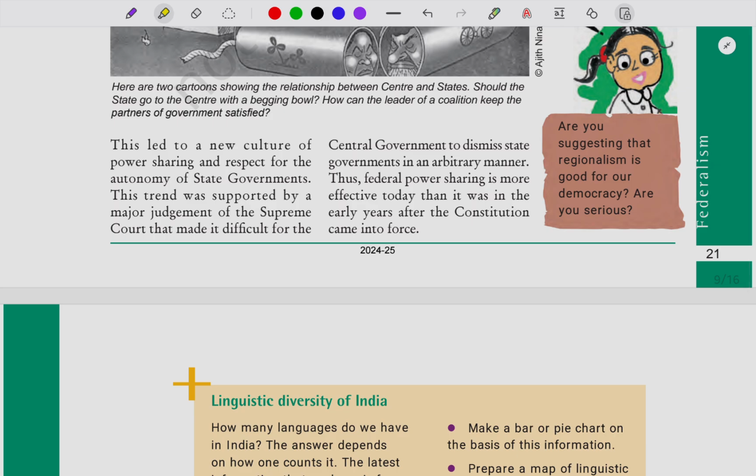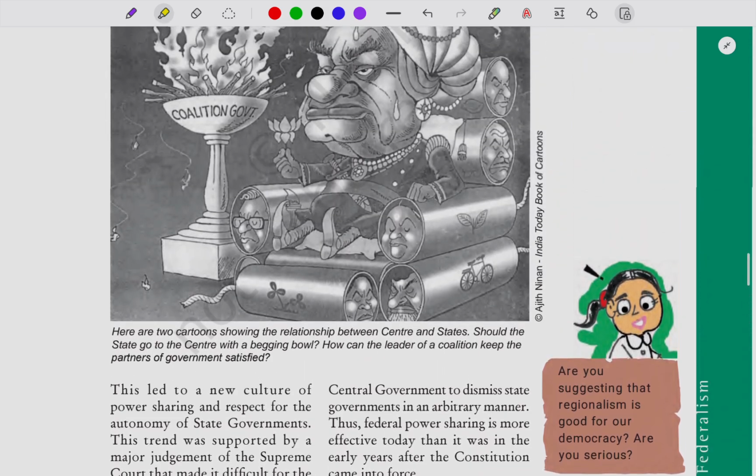This trend was supported by a major judgment of the Supreme Court that made it difficult for the central government to dismiss state governments in an arbitrary manner. Thus, federal power sharing is more effective today than it was in the early years after the constitution came into force.